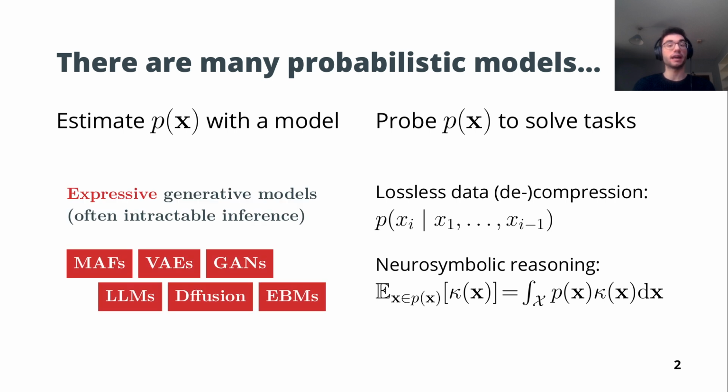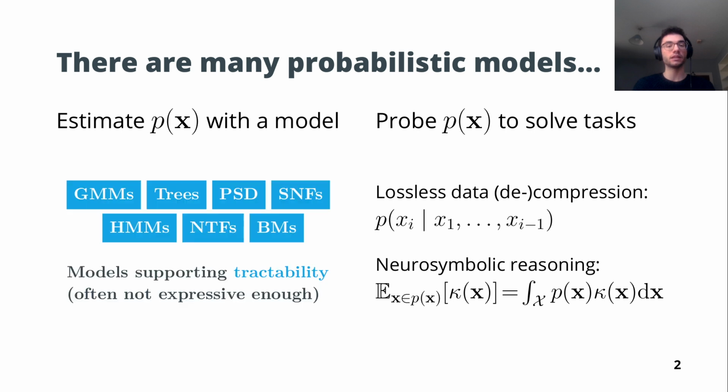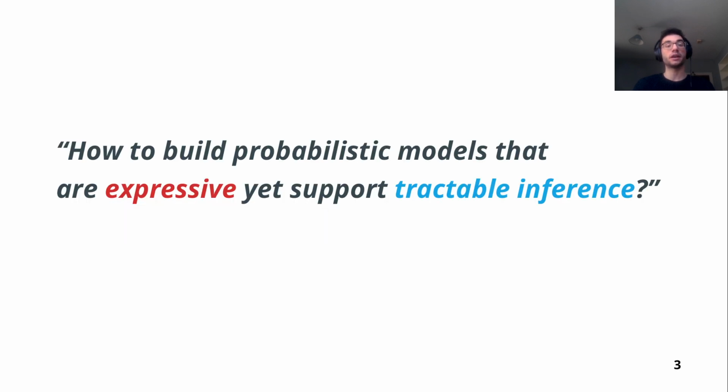Now, among these models, there are very expressive ones, such as diffusion and large language models, which can be scaled to learn very complicated distributions. However, computing conditionals and expectations with them is computationally intractable and can only be approximated at best with no bounds on the error. On the other hand, there are other models, such as graphical models and tensor factorizations, where computing conditionals and expectations is tractable, so it can be done exactly and efficiently. However, they are often not as expressive as other deep generative models. So the question we try to answer in our paper is, how can we build probabilistic models that are expressive while supporting tractable inference?